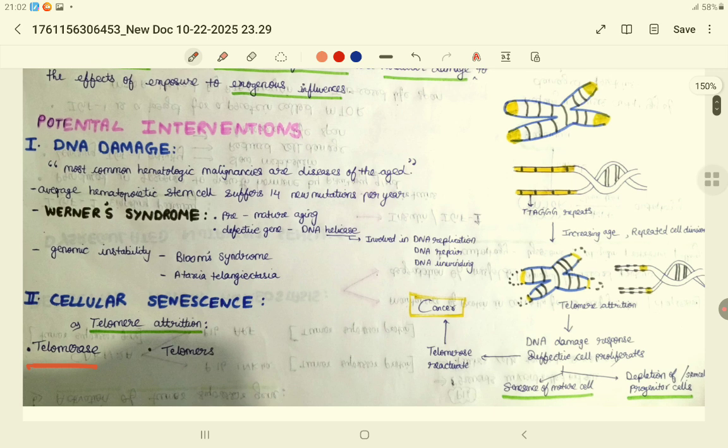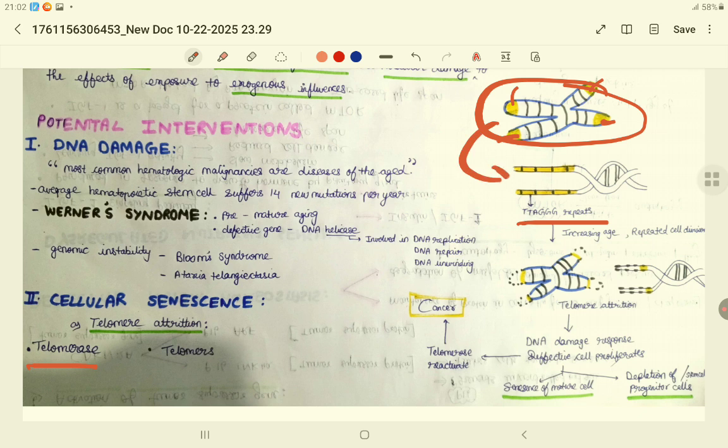Now, we'll talk about the mechanisms. If you see this picture, you will understand that these yellow portions refer to the telomeres. I have magnified this image here. You can see that there are certain repeats called TTAGGG repeats. These are the telomeric repeats present at the end of the chromosome. I already told you that the telomerase enzyme is responsible for maintaining the length of the telomere.